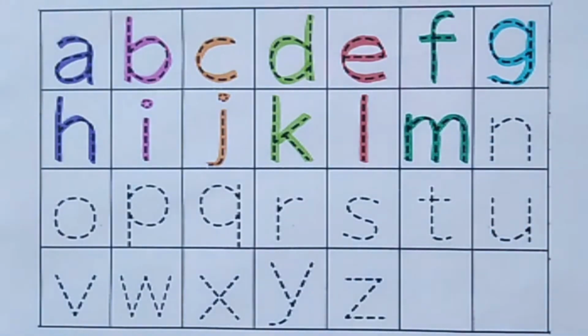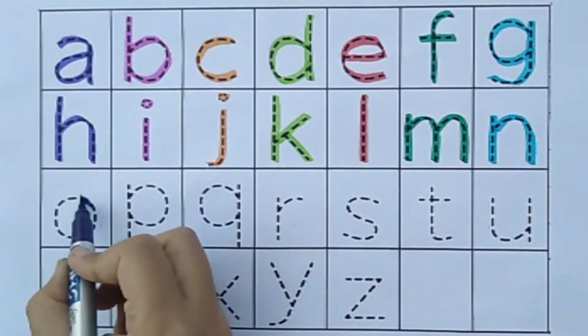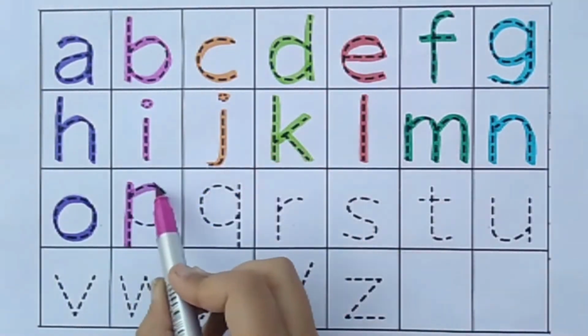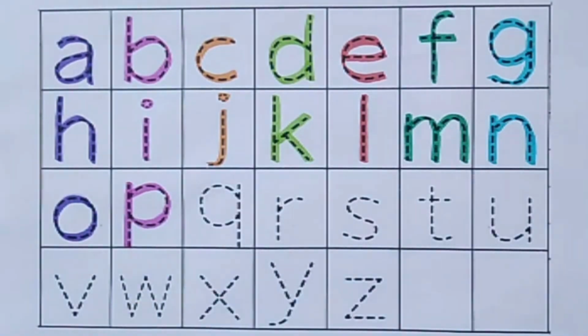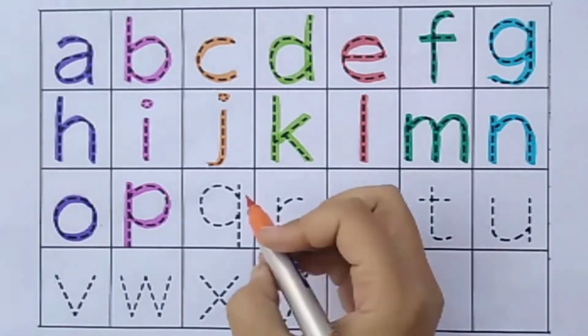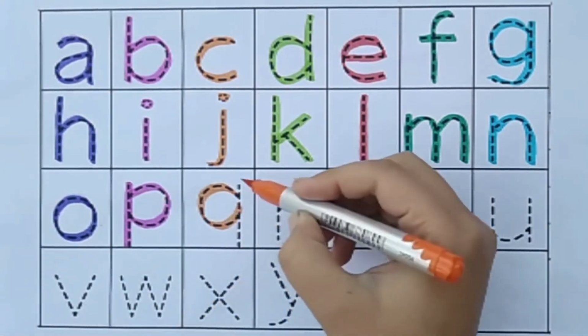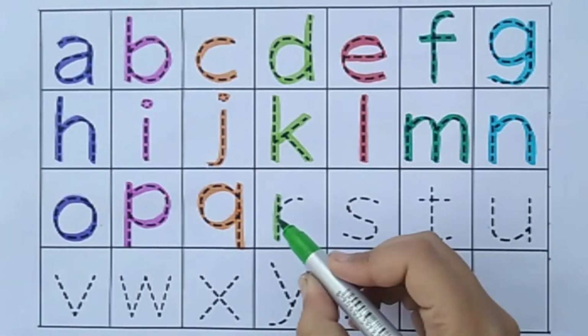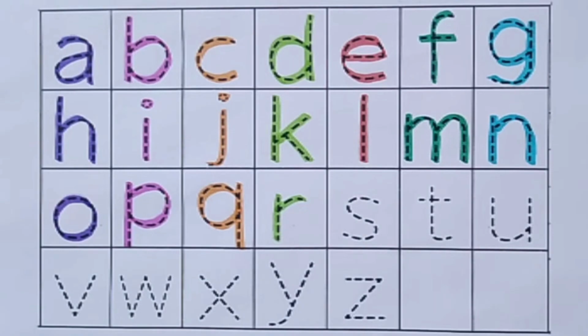M for monkey. N for nest. O for owl. P for penguin. Q for quilt. R for rose.